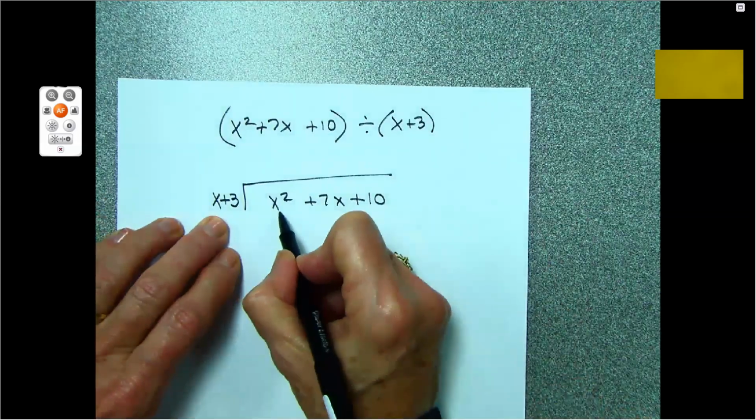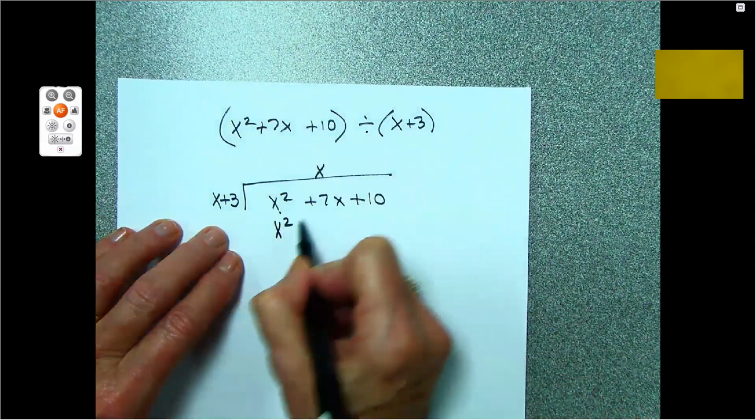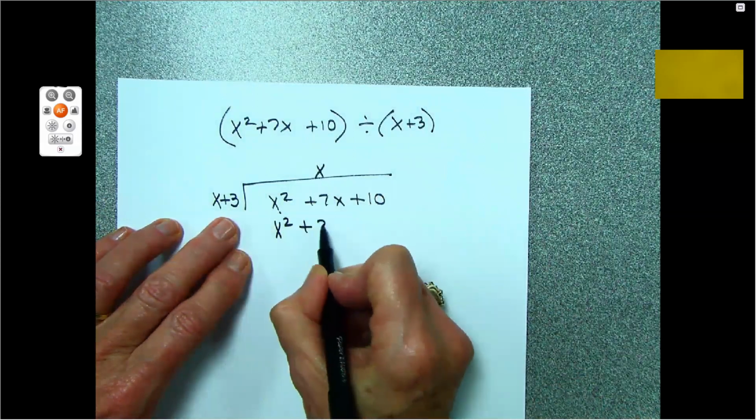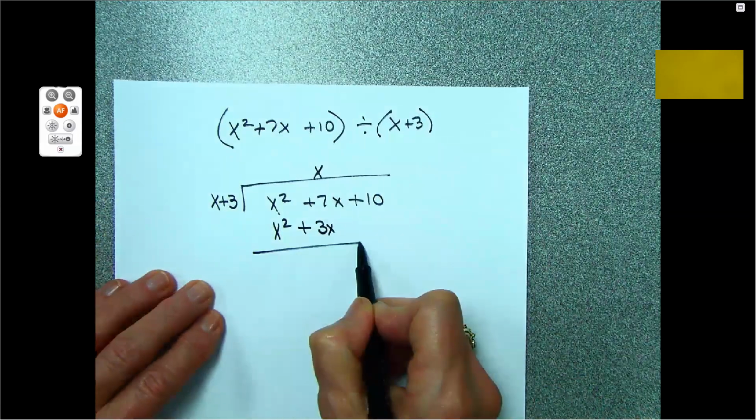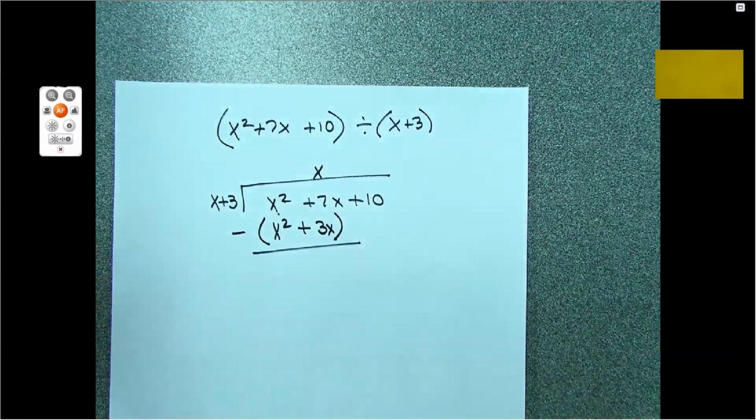X times what will give you x squared? X times x is x squared. X times 3 is 3x. Draw your line, subtract the entire polynomial, subtraction of polynomials.